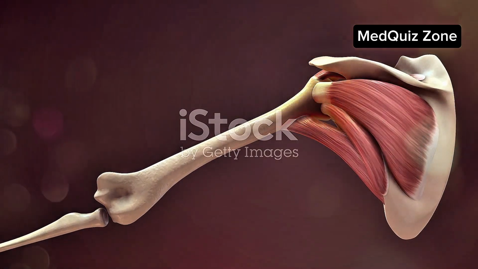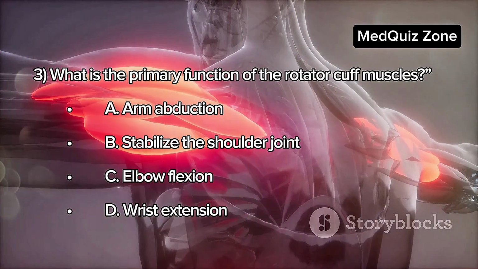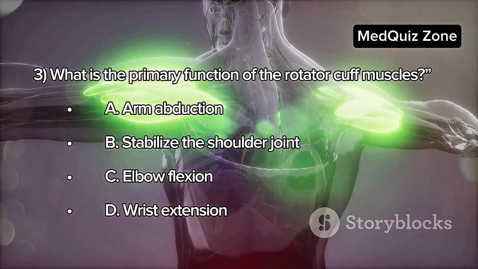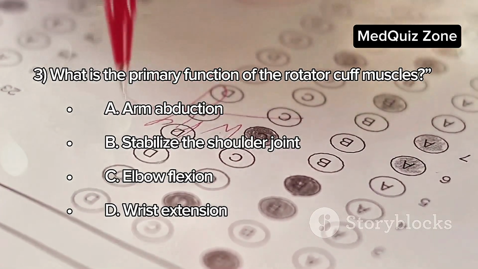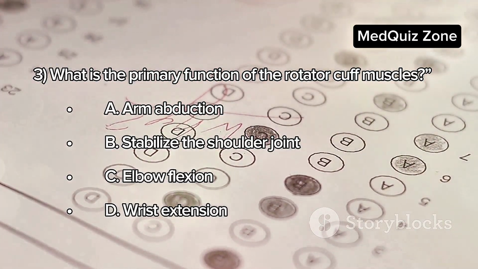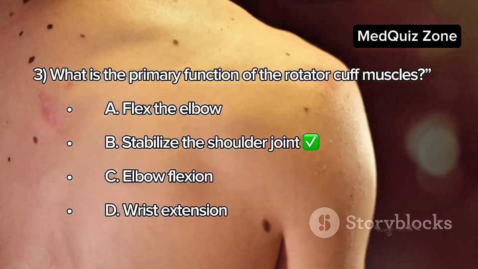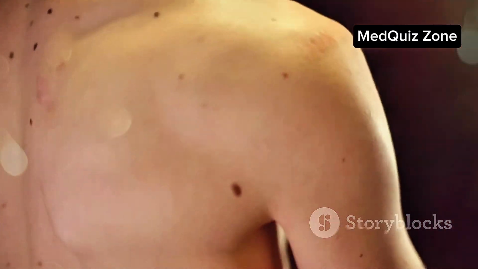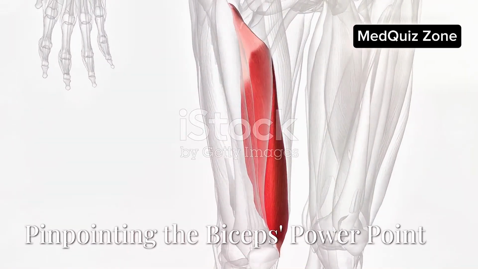Let's move on to question 3, which deals with the rotator cuff muscles. What is the primary function of the rotator cuff muscles? Is it A, powerful arm abduction, B, stabilizing the glenohumeral joint, C, elbow flexion, or D, wrist extension? The correct answer is B, stabilizing the glenohumeral joint. Without a healthy rotator cuff, your shoulder wouldn't be able to perform its wide array of movements smoothly and safely.